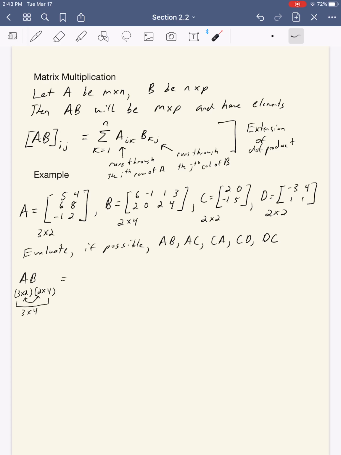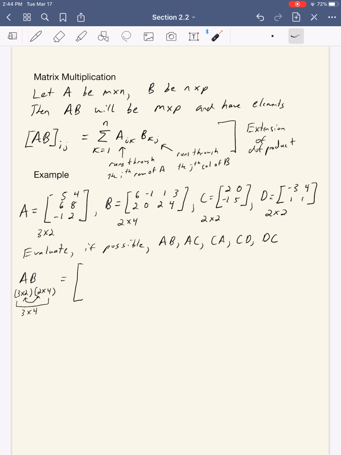What we're going to do is take each row, going this row, then this one, and multiply it with each column of B. So for that first element, what we're going to do is take the first row of A and multiply it with the first column of B.